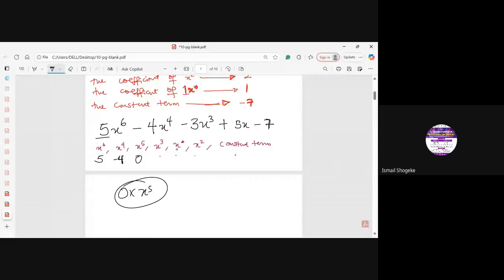Coefficient of x power 3 is what? Minus 3. Coefficient of x is 5. Coefficient of x power 2 is also 0. And the constant term is negative 7. Do you get it, guys? Do you understand this?